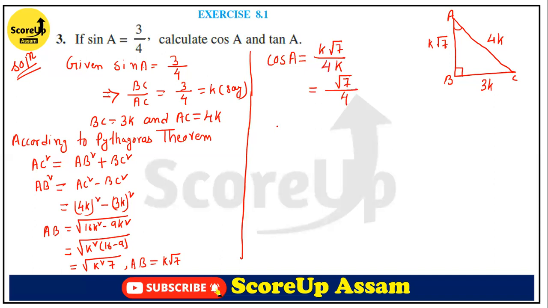Now, what will be the value of tan A? Tan A means perpendicular by base. In this case, perpendicular is BC, right? And base is AB. That means 3K by K root over 7. Ultimately, 3 by root over 7. So these are the values of cos A and tan A. Is it clear? Yes, sir.